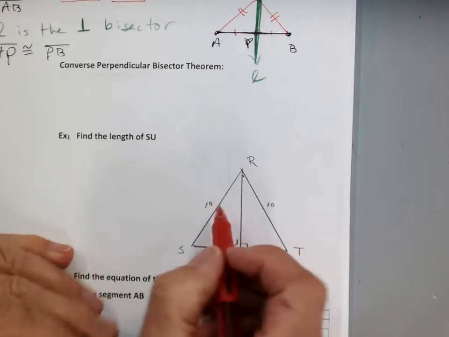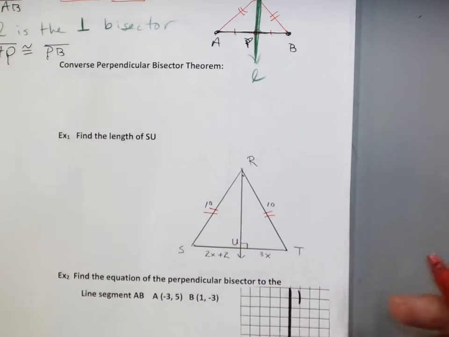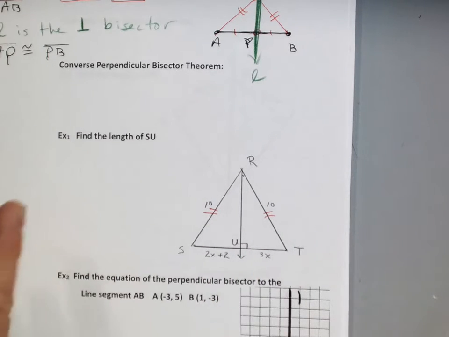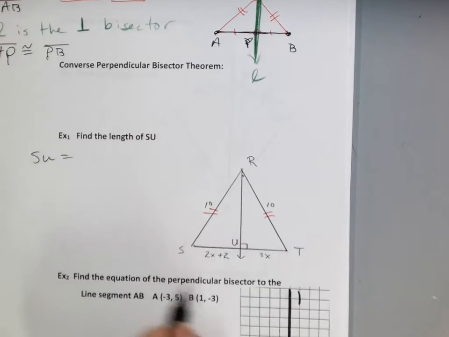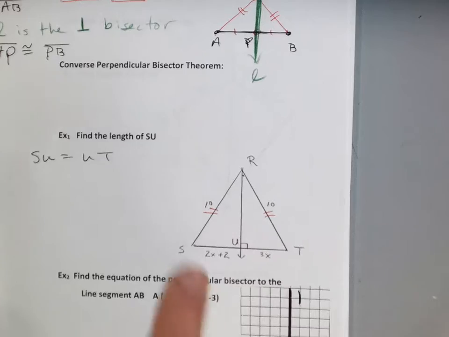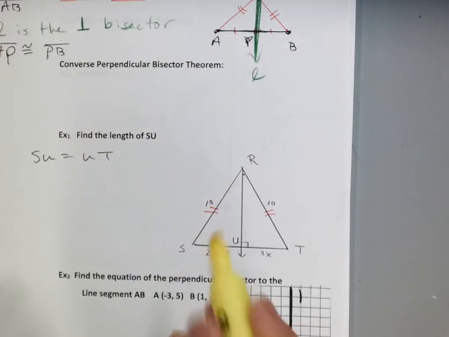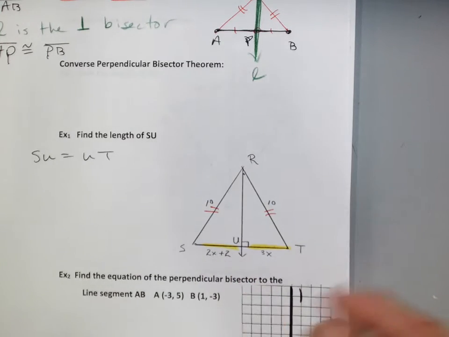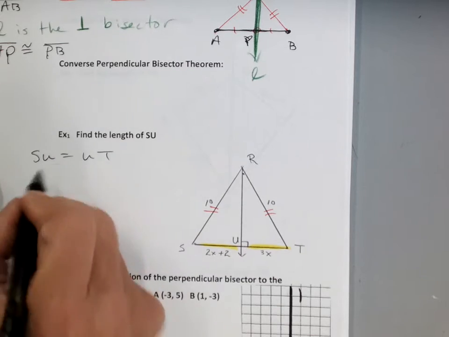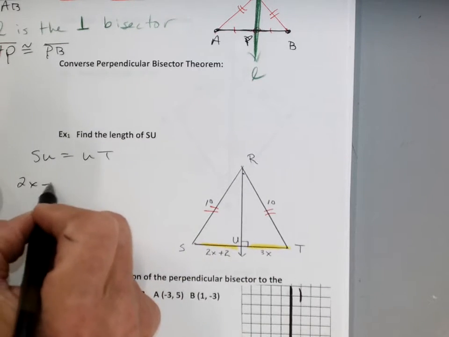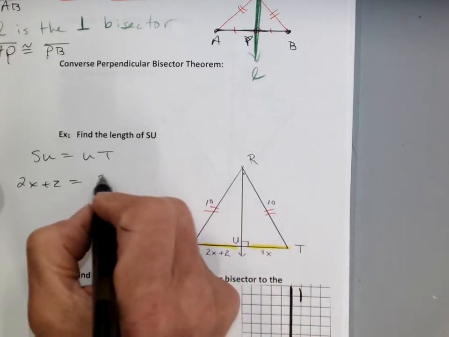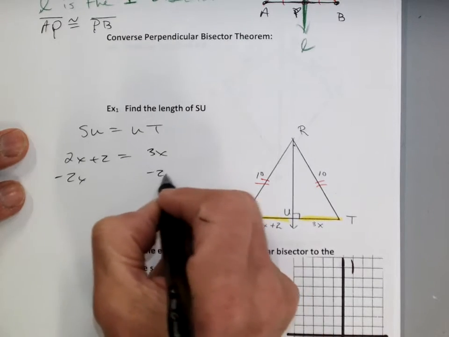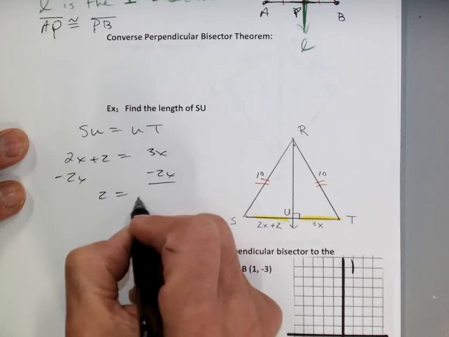Let's use it. I know this side is equal to this side, 10 and 10. I know that's a perpendicular bisector, so SU must be equal to UT. Now let's solve for the value of x. SU is 2x plus 2, and UT is 3x. This is easy solving. Minus 2x on both sides, I've got 2 equals 1x, or x equals 2.